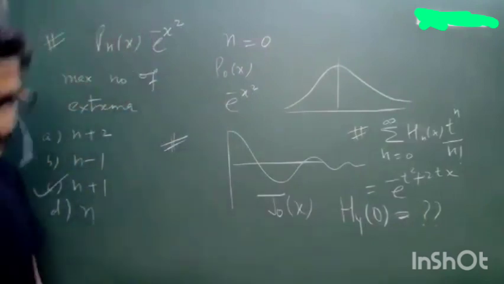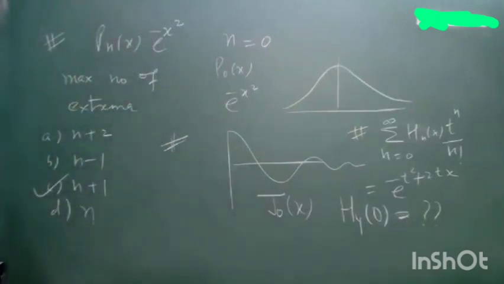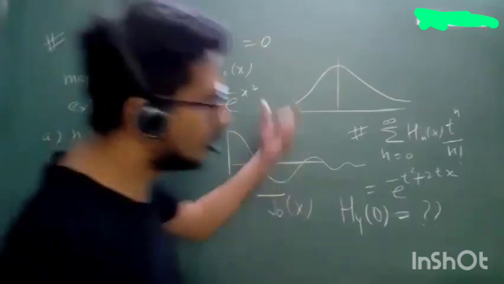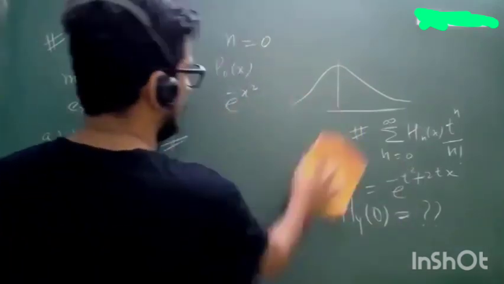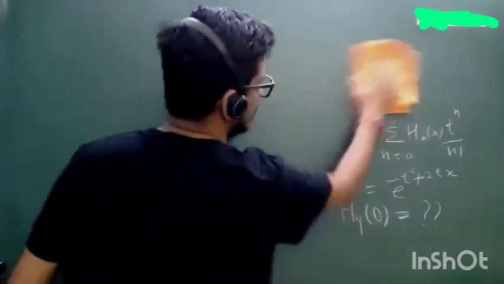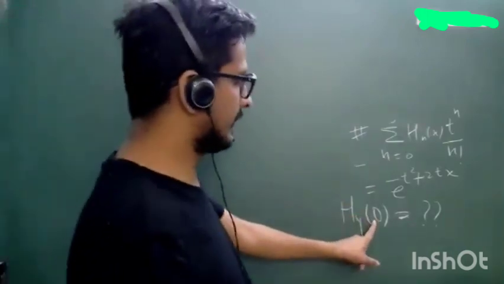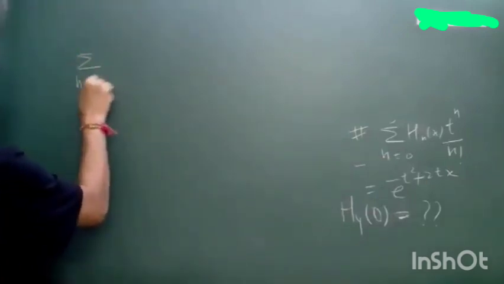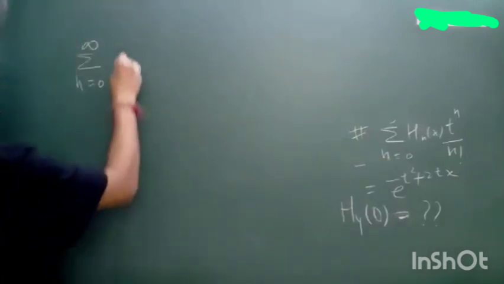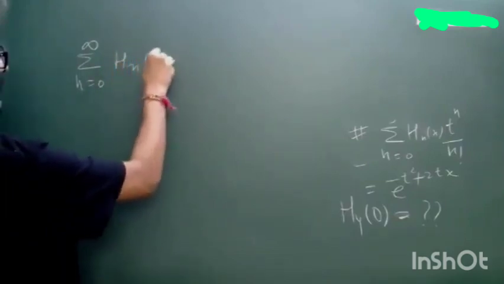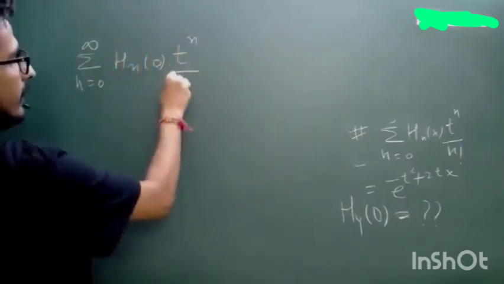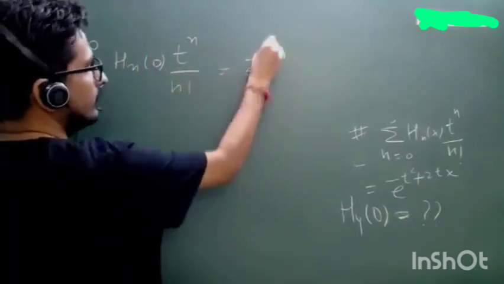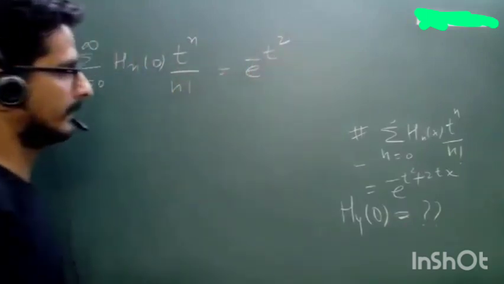So see, you can utilize the same equation that is given. Suppose I don't know anything about Hermite polynomial, then also I can do this question. See, the value is asked at x equal to 0. So I will write it like this: summation n is equal to 0 to infinity H_n(0) t to the power n by n factorial is equal to e to the power minus t square. Correct?